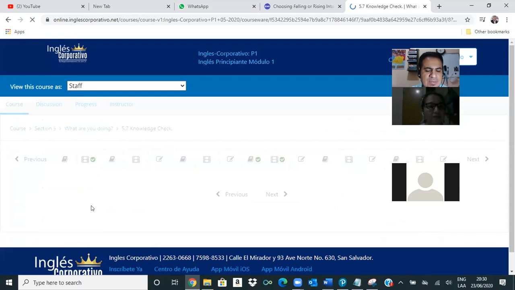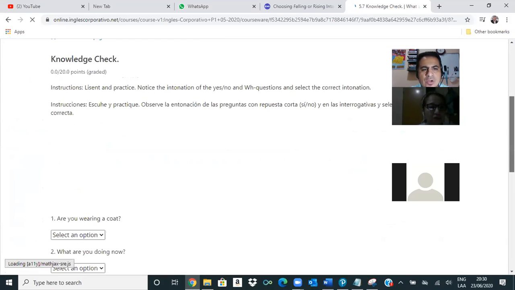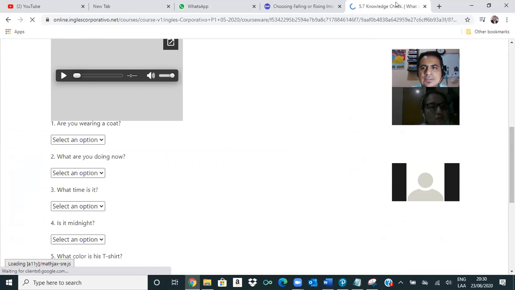Is knowledge check. Y ahora vamos a ver 5.9 also. All right, very good. So, rising and falling intonation. Are you ready? Number one. Are you wearing a coat? Up or down? Una vez más.